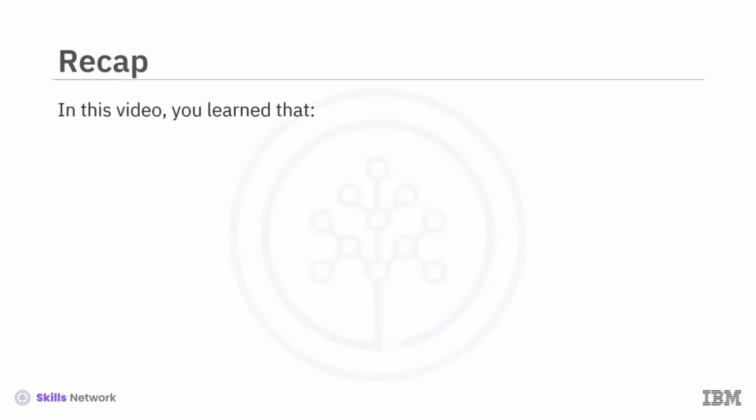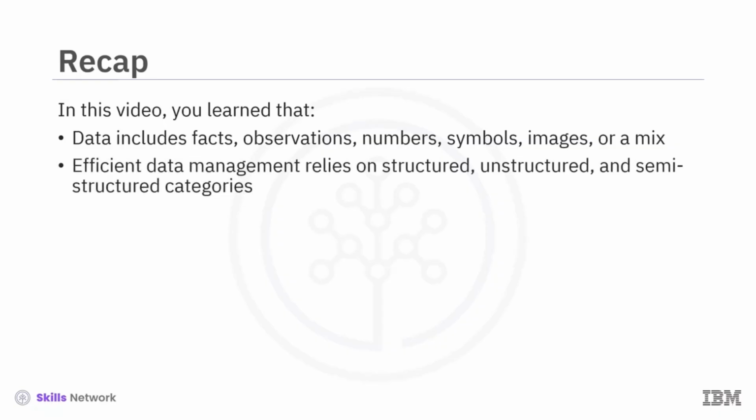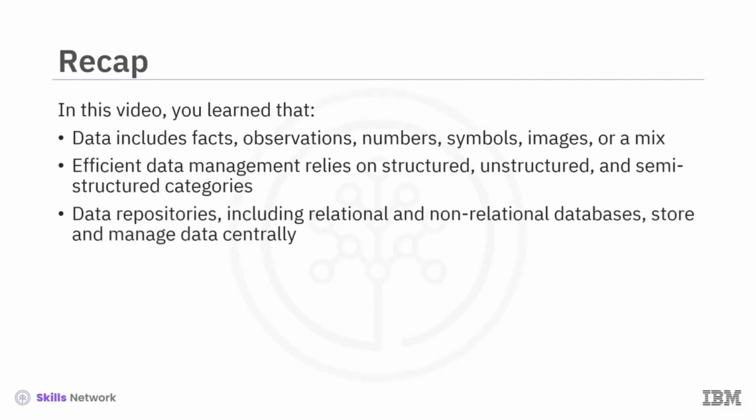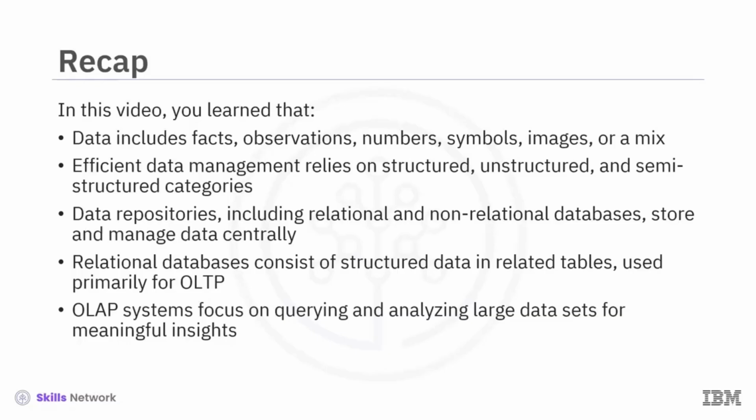In this video, you learn that data includes facts, observations, numbers, symbols, images, or a mix. Efficient data management relies on structured, unstructured, and semi-structured categories. Data repositories, including relational and non-relational databases, store and manage data centrally. Relational databases consist of structured data in related tables, used primarily for OLTP. OLAP systems focus on querying and analyzing large datasets for meaningful insights.